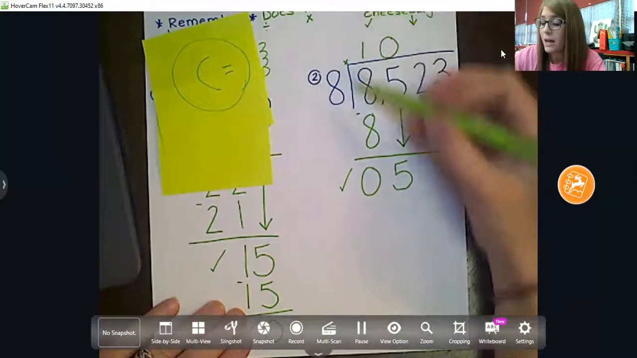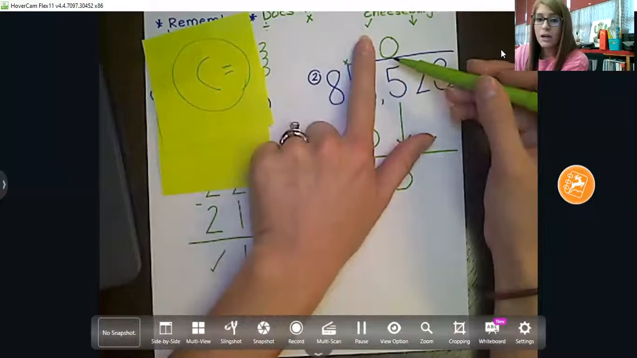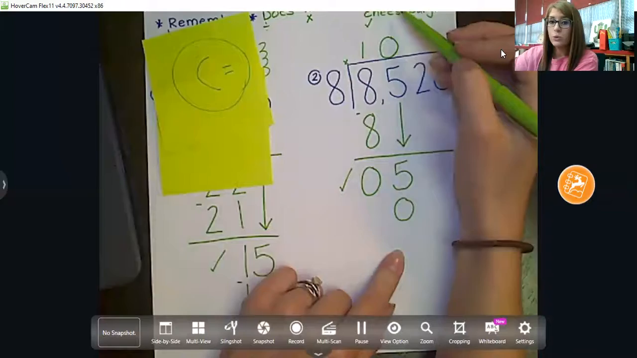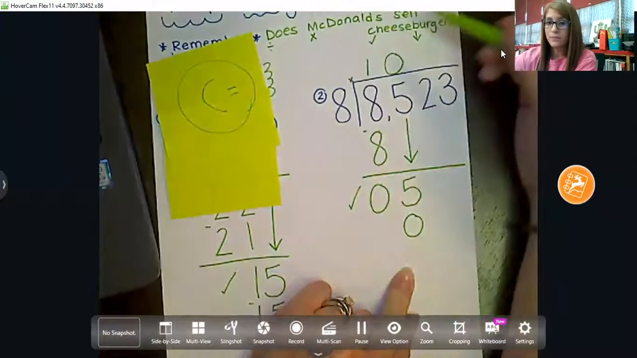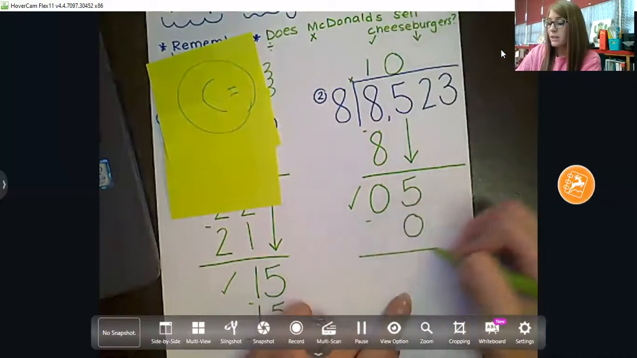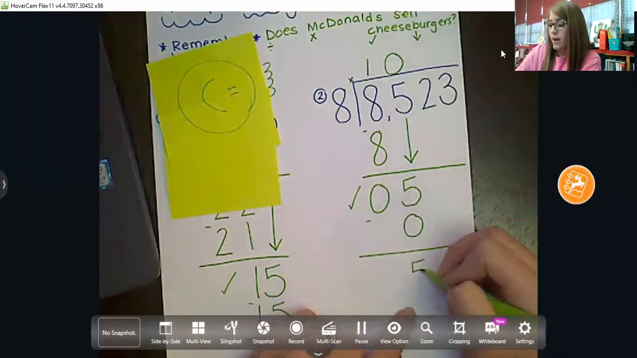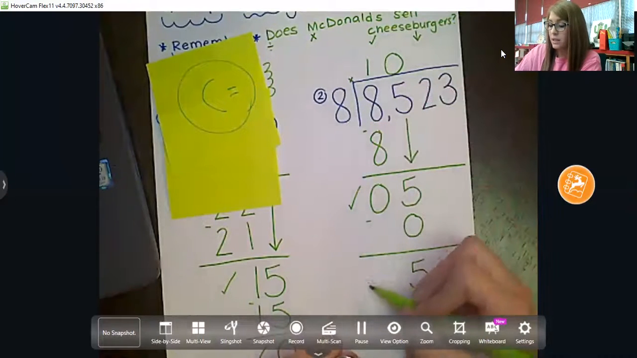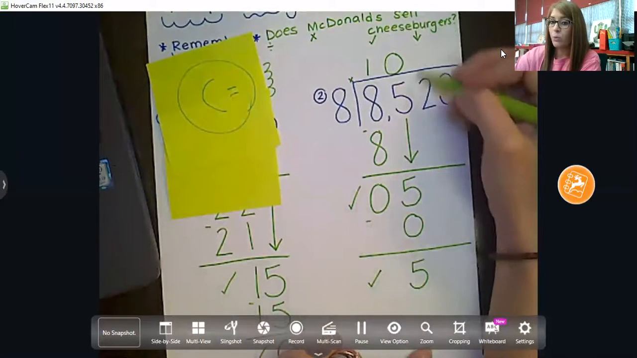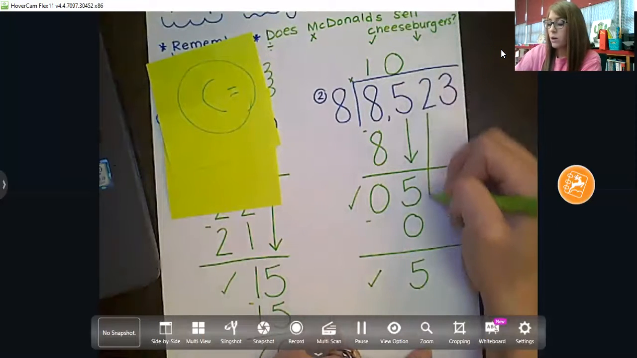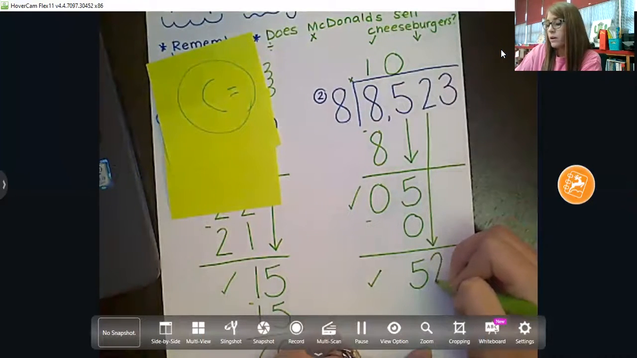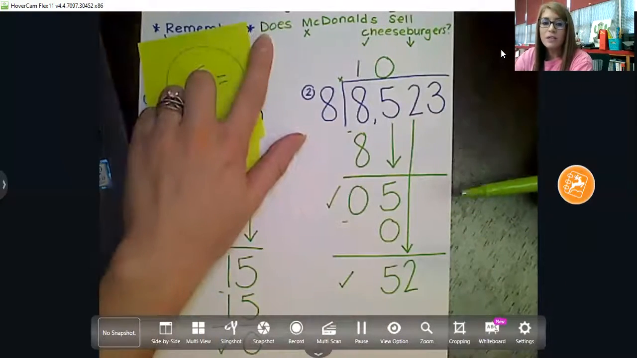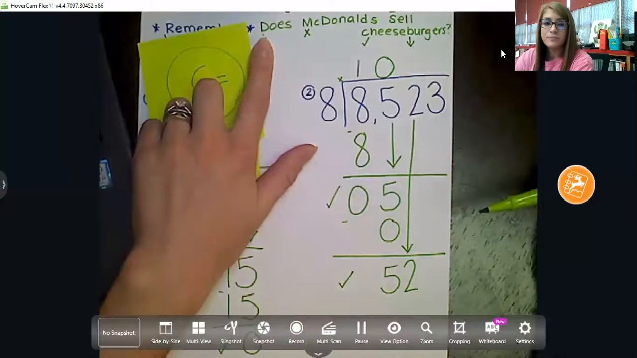So then I'm going to multiply. 8 times 0 is 0. Then I'm going to subtract. 5 minus 0 is 5. Very good. Check. Is 5 less than 8? Yes, it is. Then I'm going to bring down my next number, and it's going to come all the way down here. Okay. Can 8 be divided into 52, or 52 divided by 8?